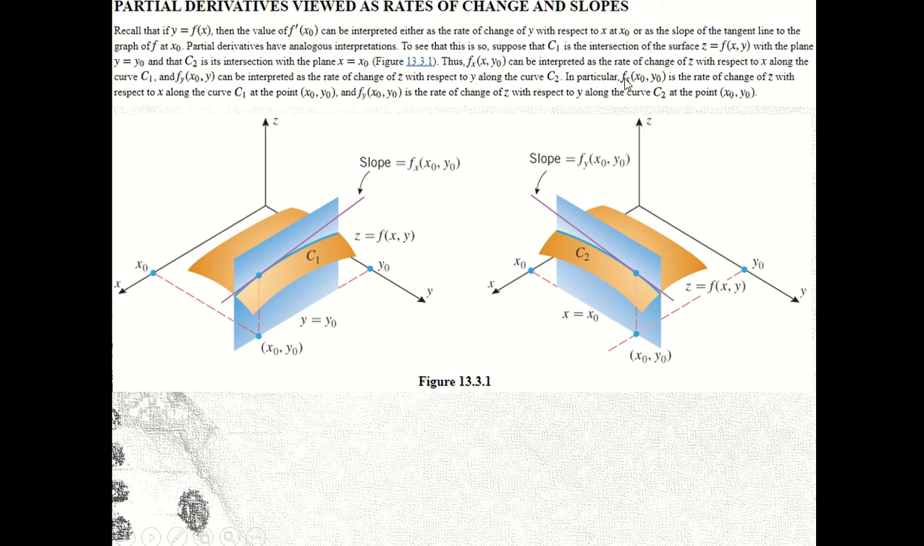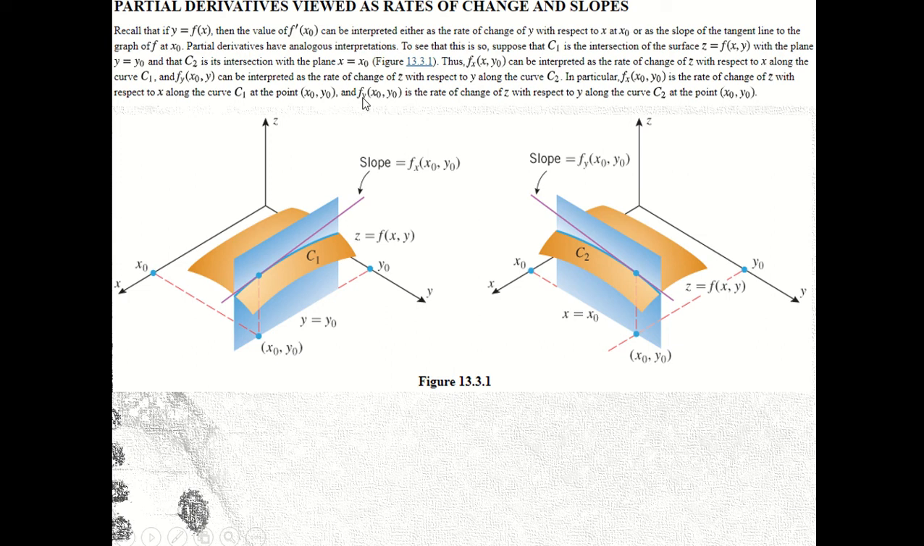So in particular, the partial derivative of the function with respect to x at this point with coordinates x sub 0 and y sub 0 is the rate of change of z with respect to x along the curve C1. So along the curve C1, at this point, with the coordinates x sub 0 and y sub 0.